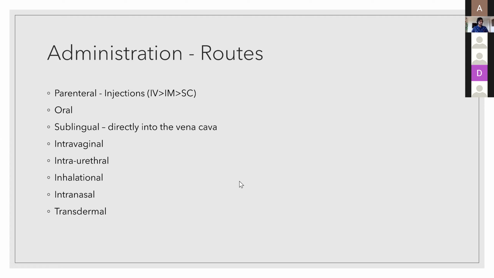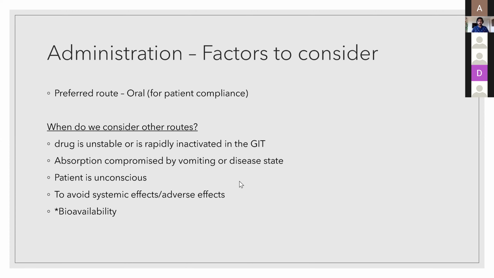When it comes to administration, there are a number of factors that we have to consider about choosing which route. So our preferred route always is oral. The reason being the patient is more likely to go through the whole treatment regimen if they're taking oral medications. But there are times when we have to start considering, okay, do we need to start using some other routes? And there are some reasons why we would choose an intravascular route, for example, instead of an oral route. And these are some of the reasons.